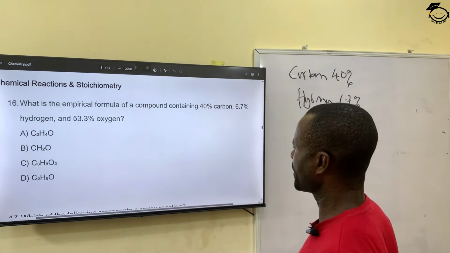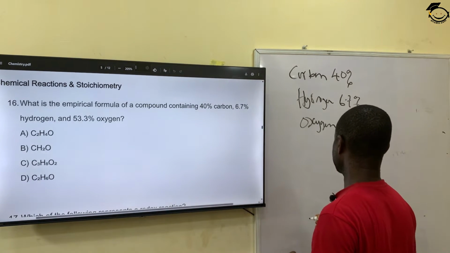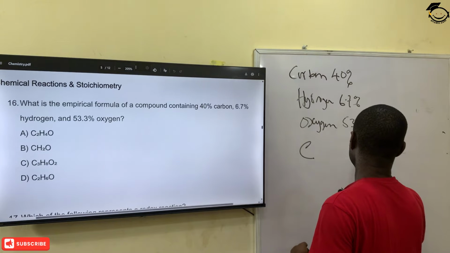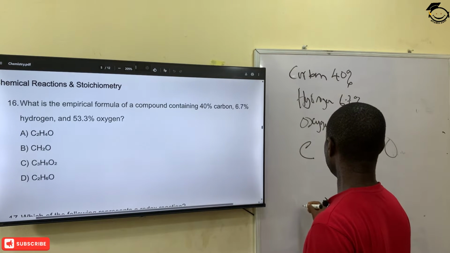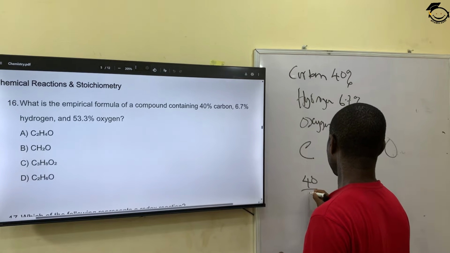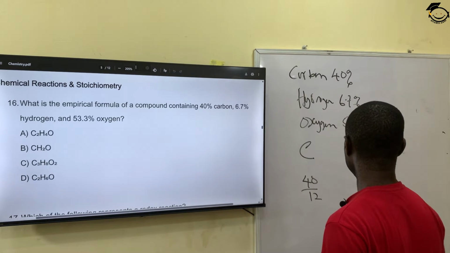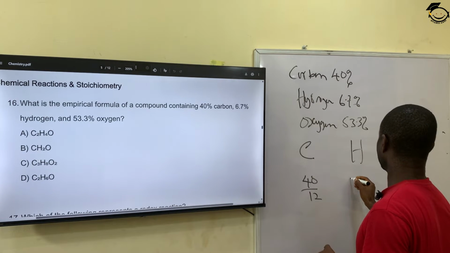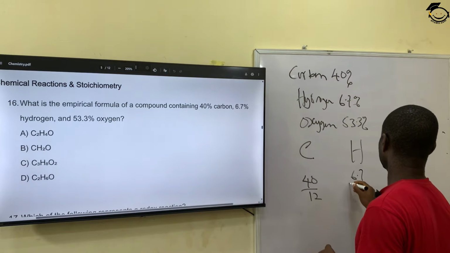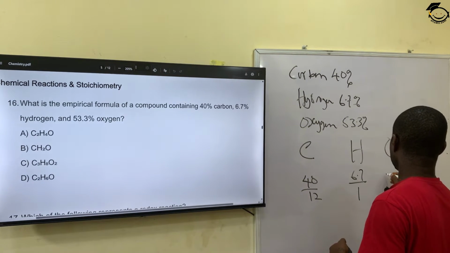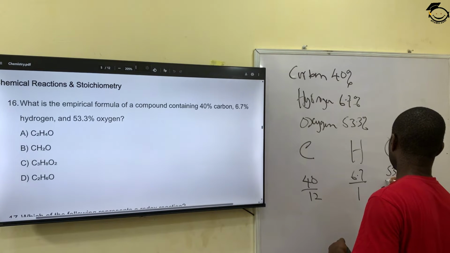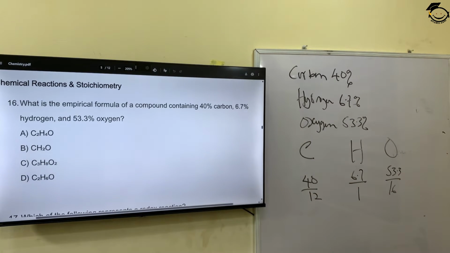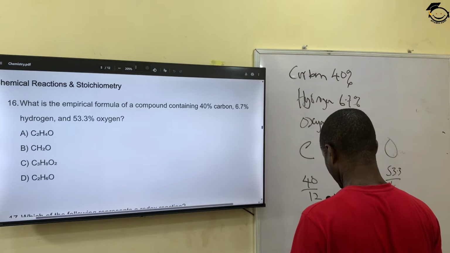So for us to calculate the empirical formula, we need to take the mole ratio of the percentage. So taking the mole ratio of the percentage, we have carbon, hydrogen, oxygen, this manner. Divide them by their relative atomic mass: 40 over 12, 6.7 over 1, and 53.3 over 16. Using our calculator, 40 divided by 12.